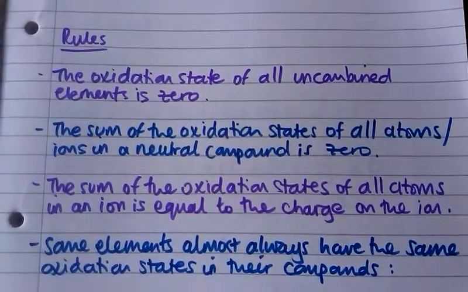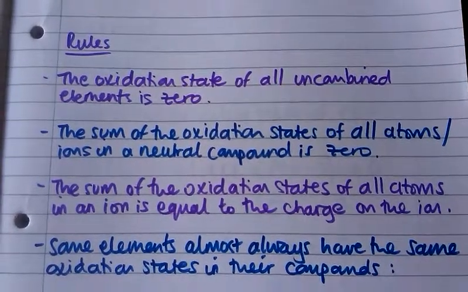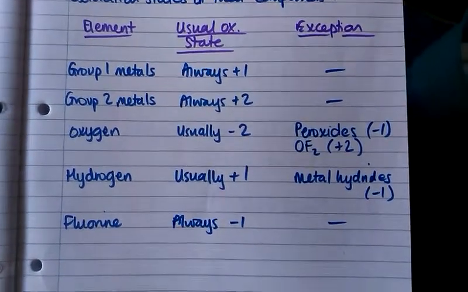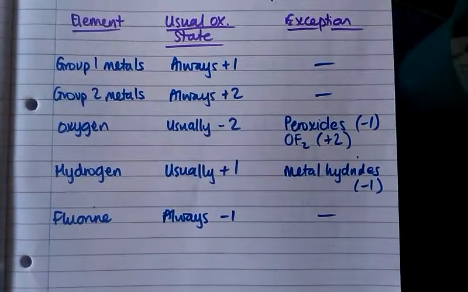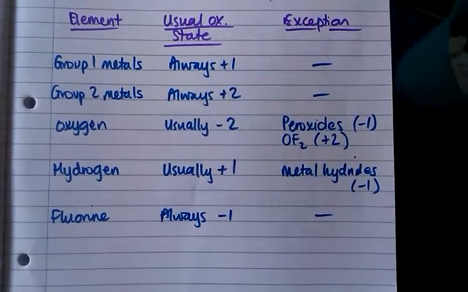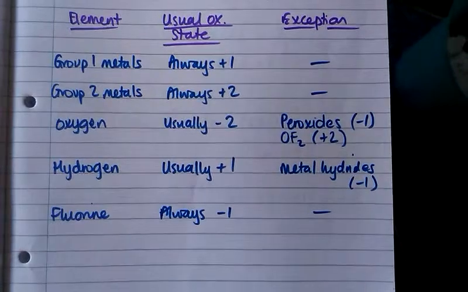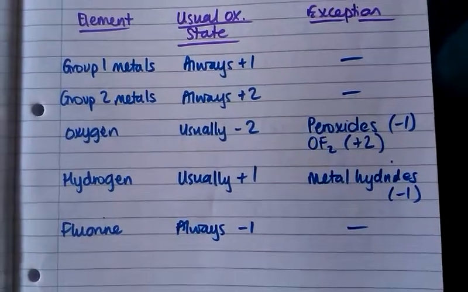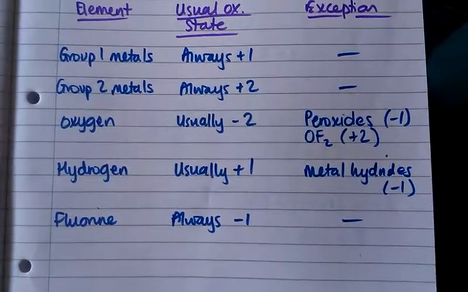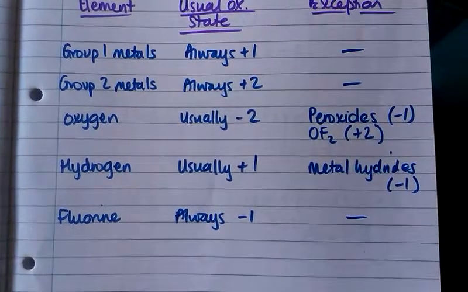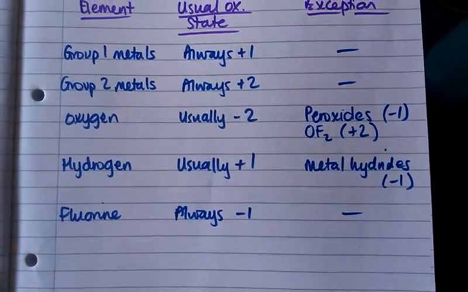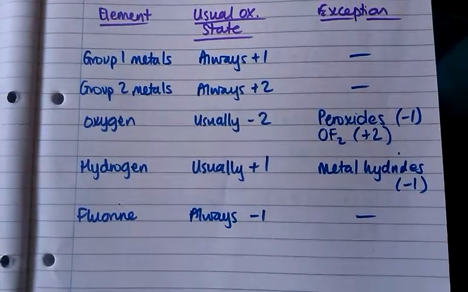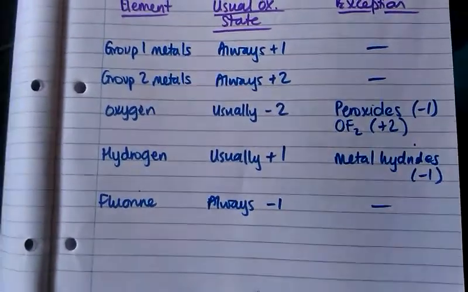There are some elements that almost always have the same oxidation states in their compounds, so I've just summarised these in a table. So if we have group 1 metals, the oxidation state is always +1. Group 2 metals, it's always +2. For oxygen, it's usually -2, except in peroxides where it's -1, and OF2 where it's +2. For hydrogen, it's usually +1, except when it's bonded to a metal, when it'll be -1, and for fluorine is always -1.